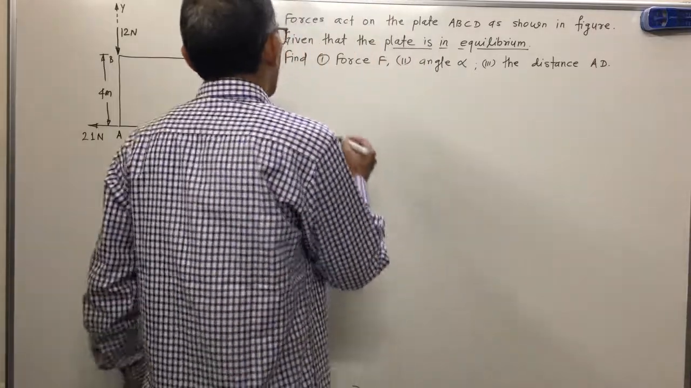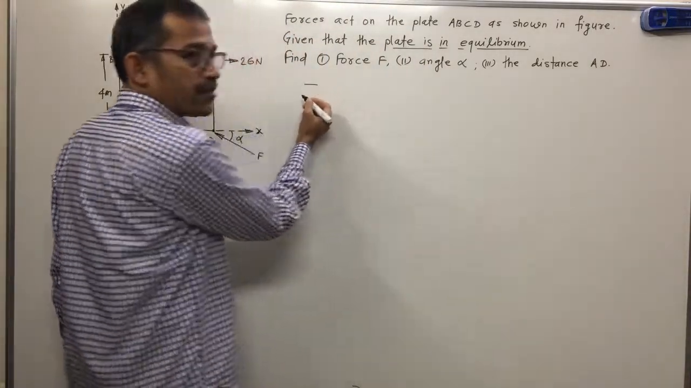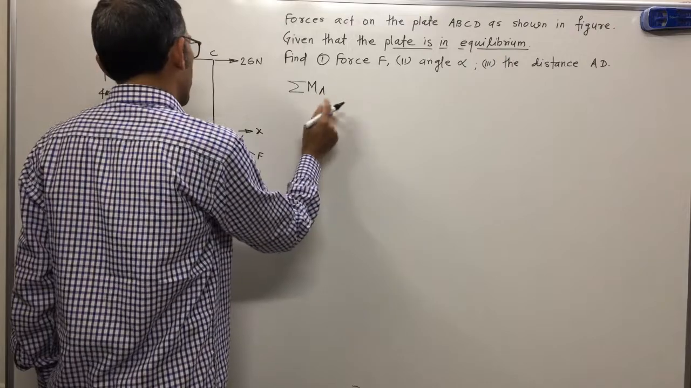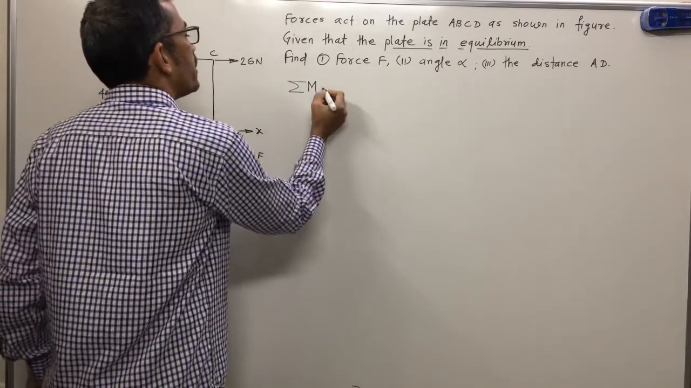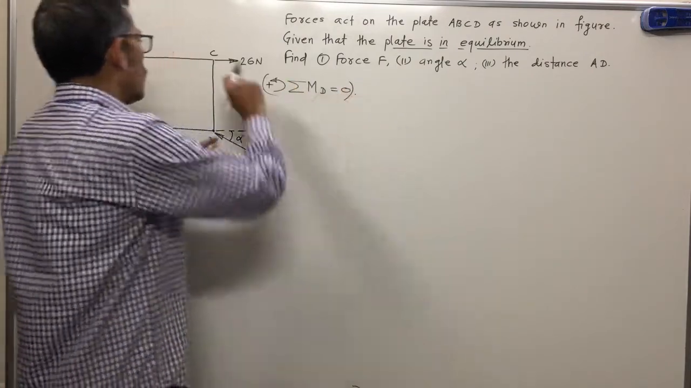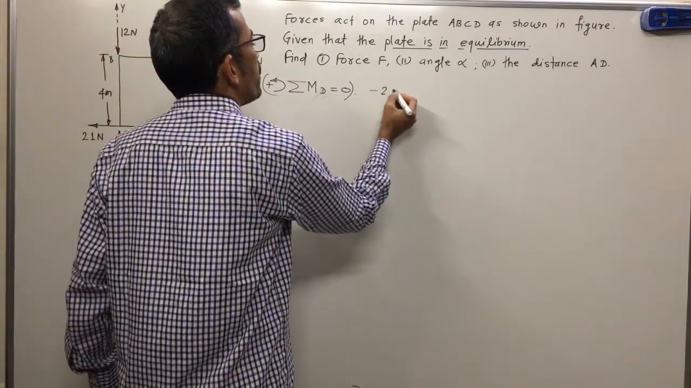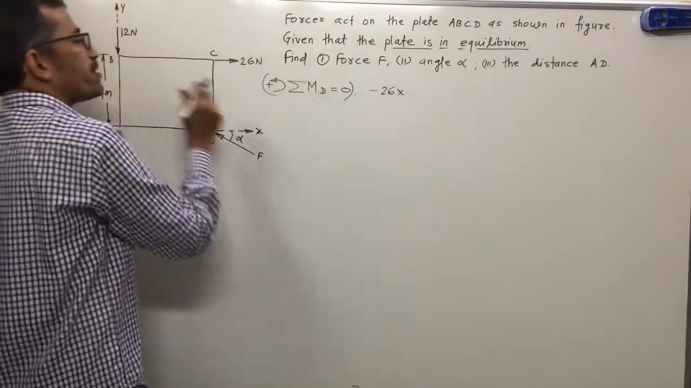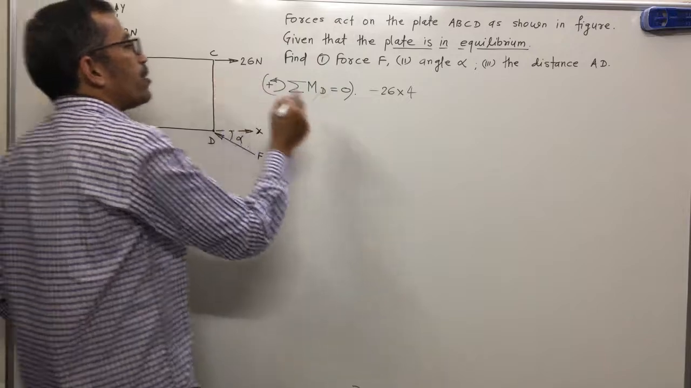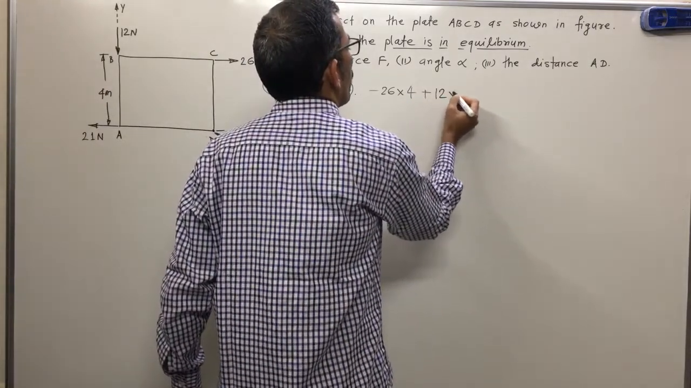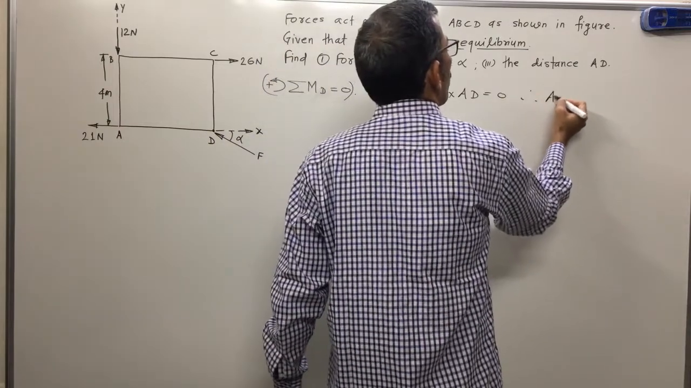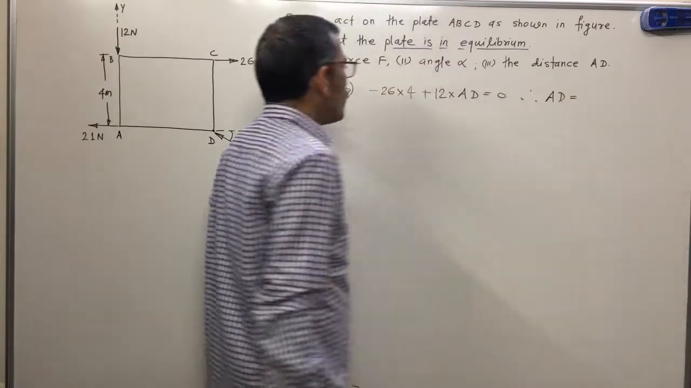That means the first equation I will apply here is the sum of moments. Is it visible? Yes, sum of moments about point, which point? This point D, is equal to 0. Taking anti-clockwise moments positive. Moment of 26 clockwise, minus 26 into the vertical distance, how much? 4. Next, moment of 12 Newton about point D anti-clockwise, plus 12 into what? Distance AD equal to 0. Easily distance AD is possible. Therefore, AD equal to. Let's calculate. What is the answer?